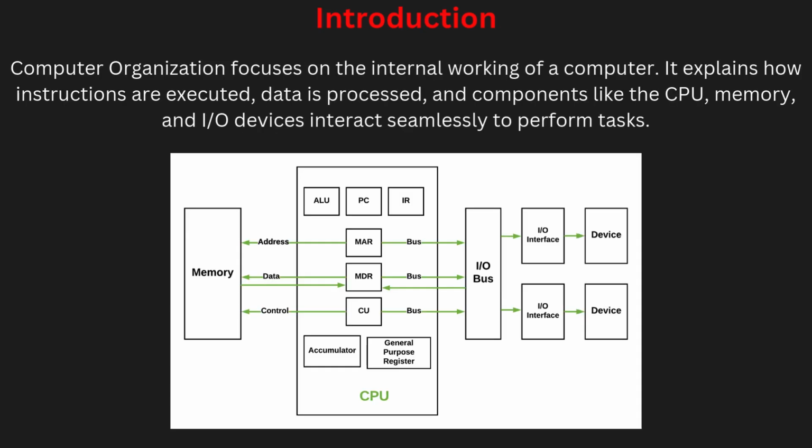So, at first, introduction. Computer organization explains the fundamental structure and operation of a computer system. At its core lies the stored program concept, where both the instructions and the data are stored in the memory. The execution of a program involves fetching the instructions, decoding them, and executing them in a sequence.